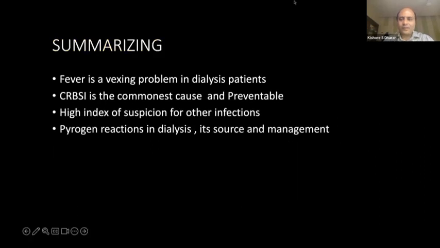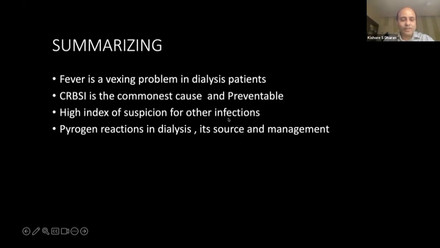So let me summarize this. Fever is a vexing problem in dialysis patients and has to be treated. The cause has to be identified and treated. The commonest cause is catheter-related infections, eminently preventable if we educate the patient, and if we ourselves as healthcare providers take adequate precautions. But it is not the only cause.